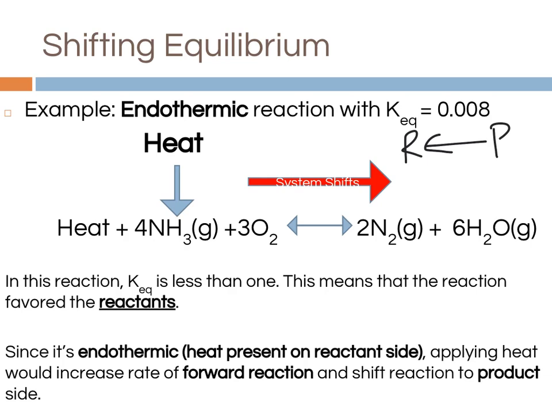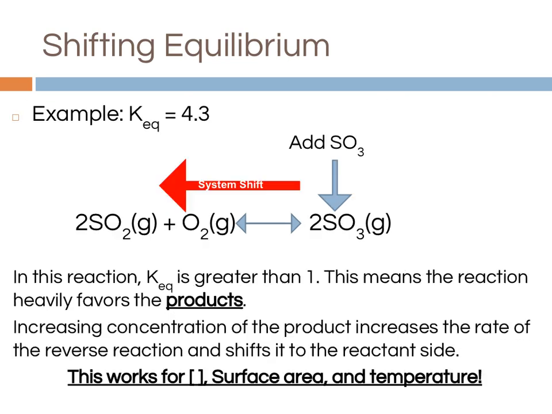So we're still doing exactly what we have been doing. We're talking about increases in concentration, surface area, temperature, etc. But now we're looking at, okay, by doing that, are we shifting it more towards the reactants or are we shifting it more towards the product?